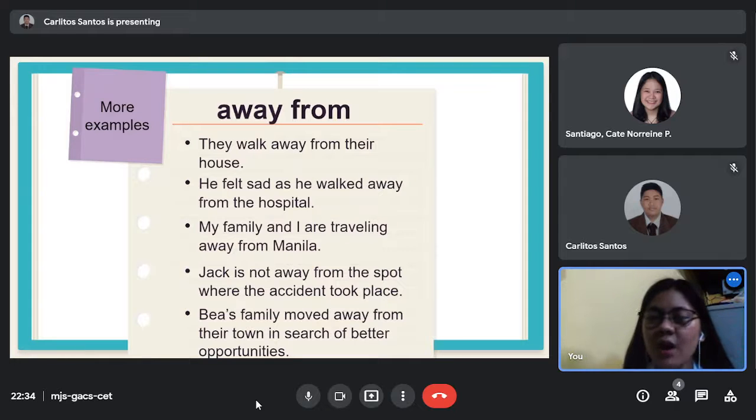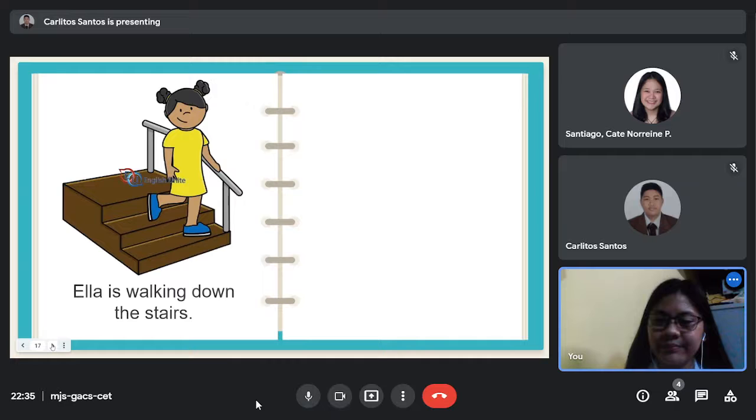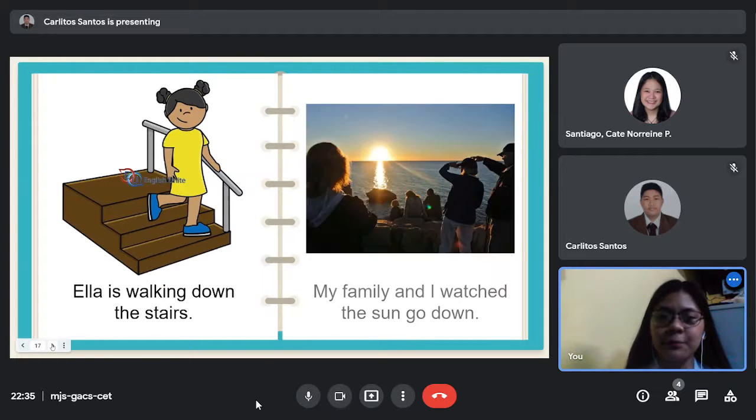And then let's also have the next preposition of movement, with different pictures, different examples. Ella is walking down the stairs. We can see here that the girl, Ella, is walking down the stairs. Let's also have the next picture. My family and I watched the sun go down.